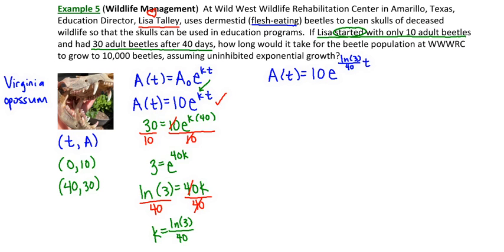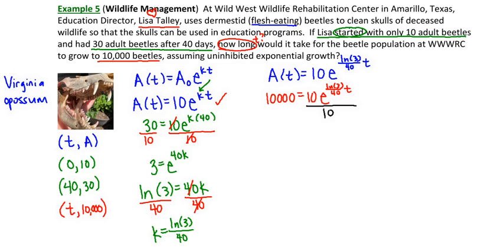So the next question is how long, that is how many days, would it take for the beetle population at WWWRC to grow to 10,000 beetles? So we want to know, what is the time value when our population is 10,000 beetles? So we'll plug in 10,000 for our population, and then we have an exponential equation that we can solve for t. So to begin solving for t, we'll divide both sides by 10.